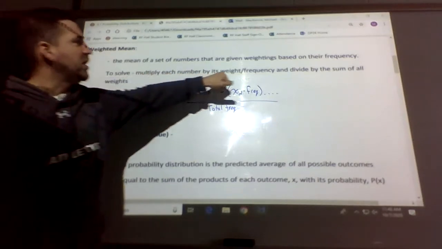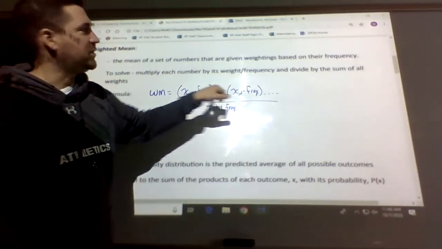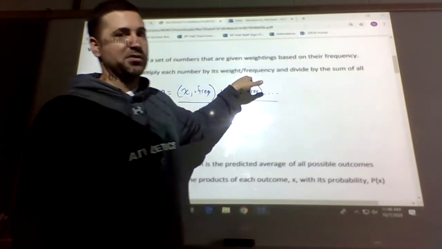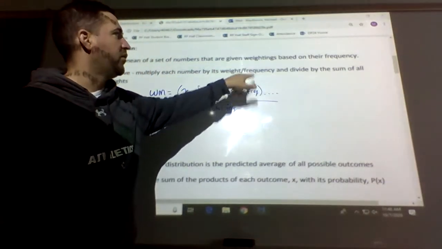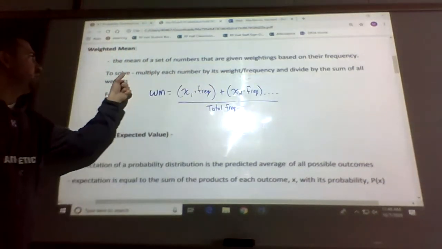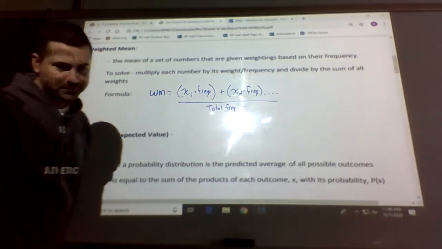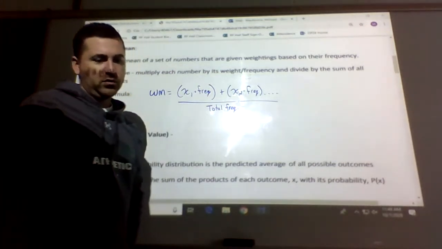So we multiply each number, x1, x2, by its weight or frequency, and then divide by the total weights or total frequency.